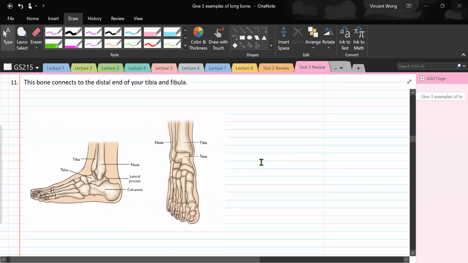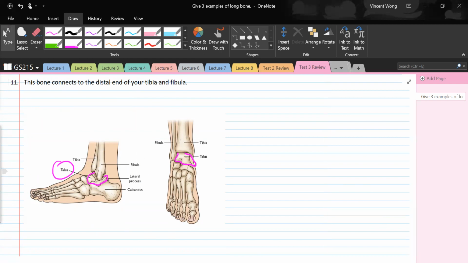Next, this bone connects to the distal end of the tibia and the fibula. That would be the talus. It's right here. The talus. Okay, so the tibia and the fibula clamp on it on both sides, and it forms the ankle, right? I will of course post this afterwards, so if you need some of these pictures, it'll be there.